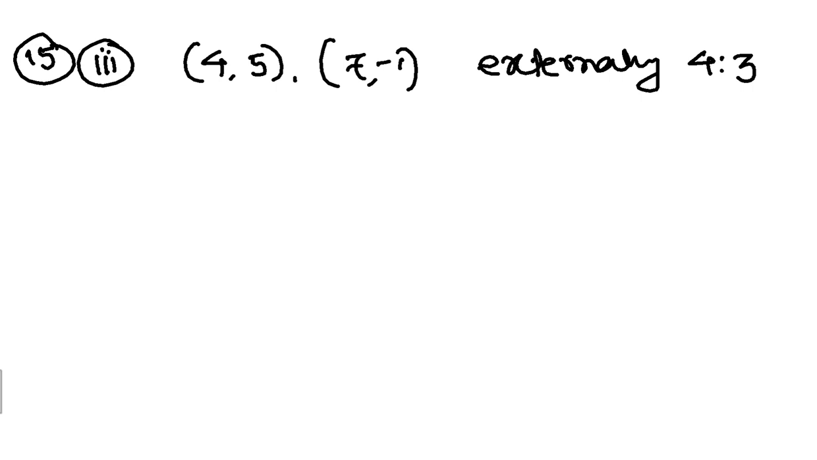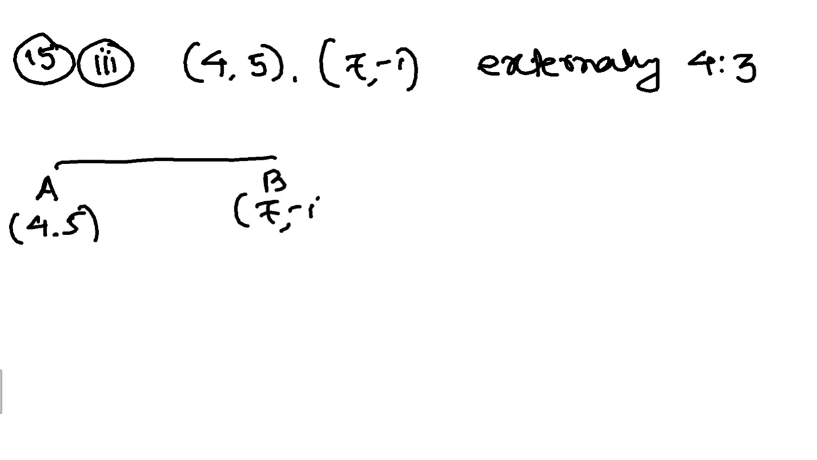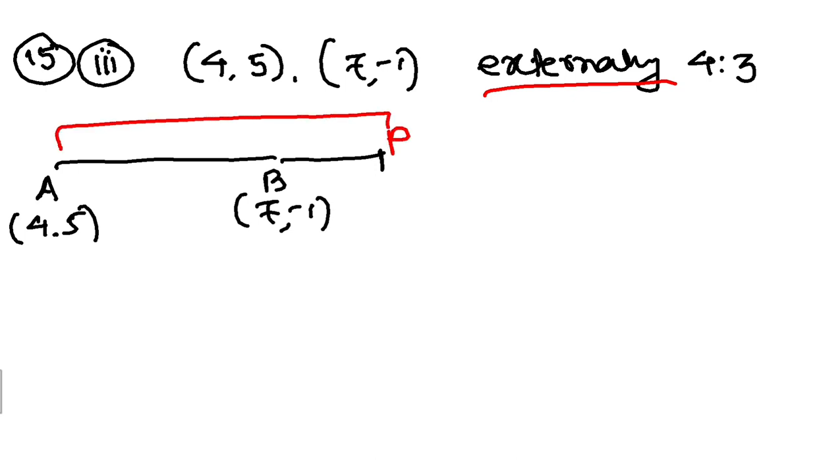Now 15.3, (4, 5) and (7, -1). So there is a line segment like this. A has coordinates (4, 5). B has coordinates (7, -1). Now this is external division. So the point P is outside actually. So somewhere here, and the ratio is 4:3. So this much is 4 and this much is 3.